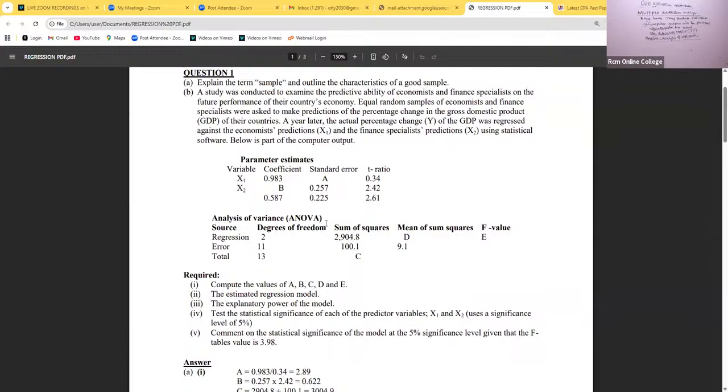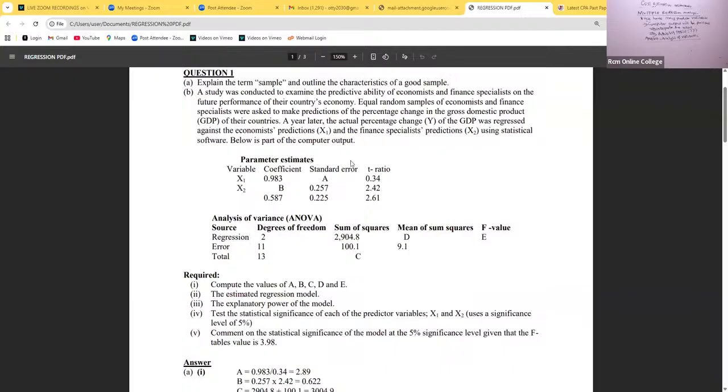We are told here, a study was conducted to examine the predictive ability of economists and finance specialists on the future performance of their country's economy. Equal random samples of economists and finance specialists were asked to predict the percentage change in GDP of their countries. A year later, the actual change in GDP was regressed against the economist predictions and the financial specialist predictions using statistical software. They'll give you a computer output. So below is part of the computer output. Here there was an error, which I'll correct.